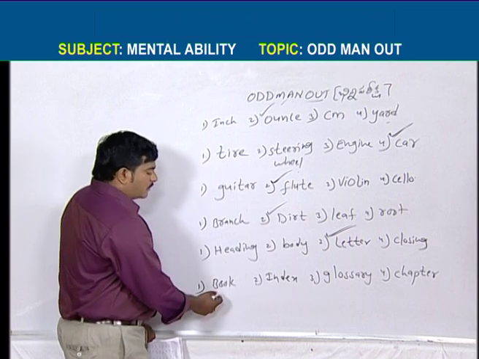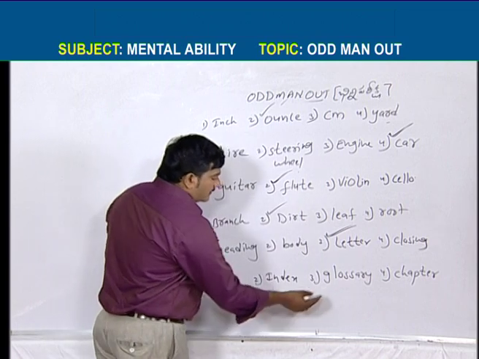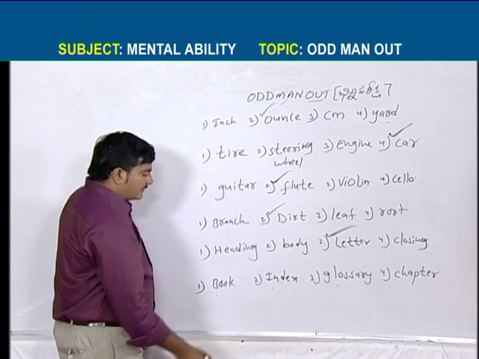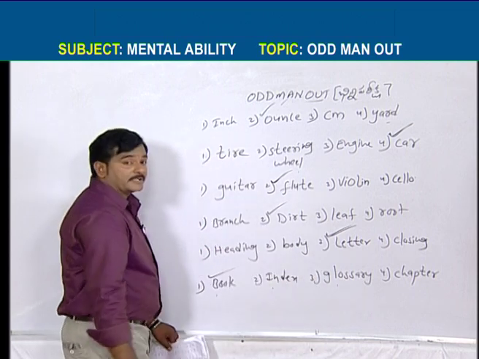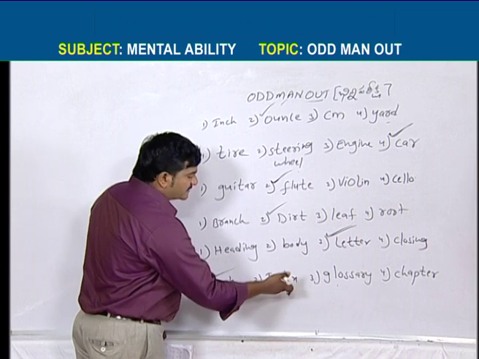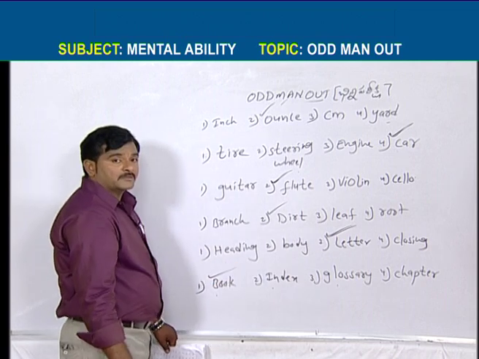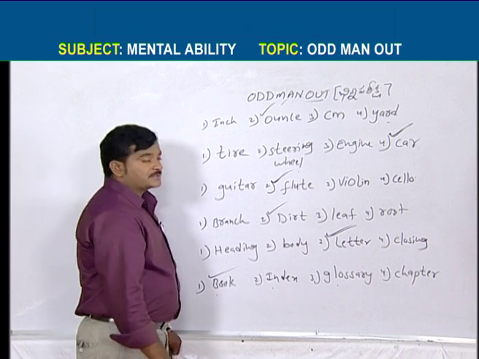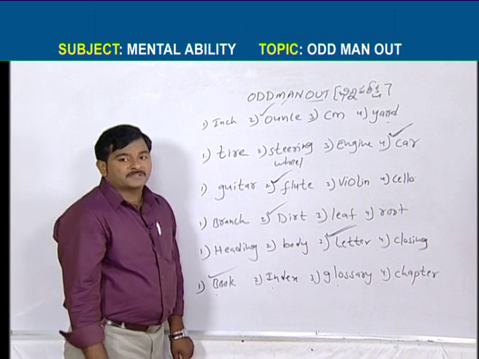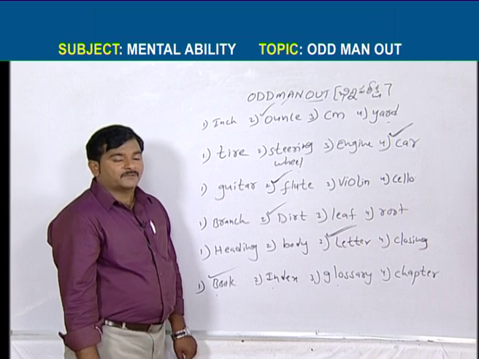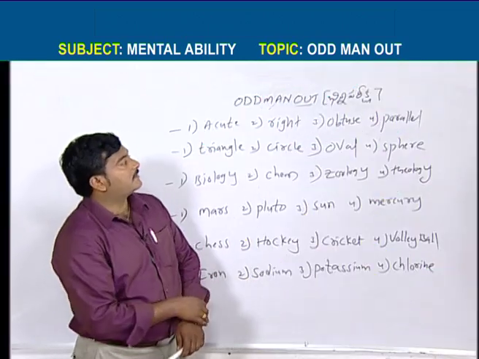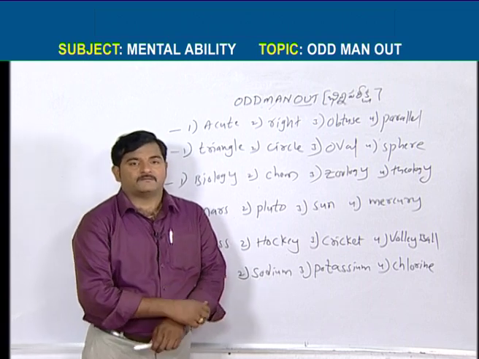See, observe here: book, index, glossary, and chapter. So here what can we answer? Book, because the remaining 3 options are part of a book. That's why the answer is the first option. These are some questions regarding word odd man out. We will discuss some other questions regarding this. Now some other models regarding word odd man out.